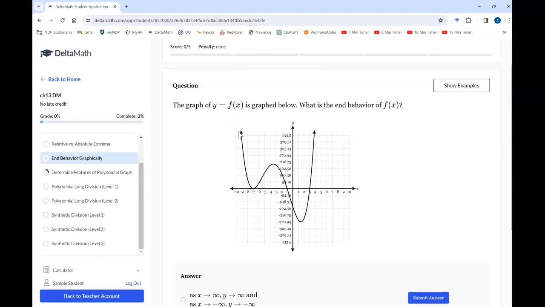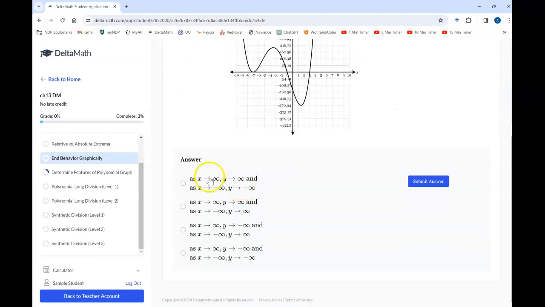Or you'd say the limit, and then underneath you'd have x arrow negative infinity, f of x, and then equals positive infinity. That's the other way to write it. If we look at this right arrow, what's the x going to? Positive infinity, because we're going to the right forever. And the y is going to positive infinity, because the arrow is going up forever.